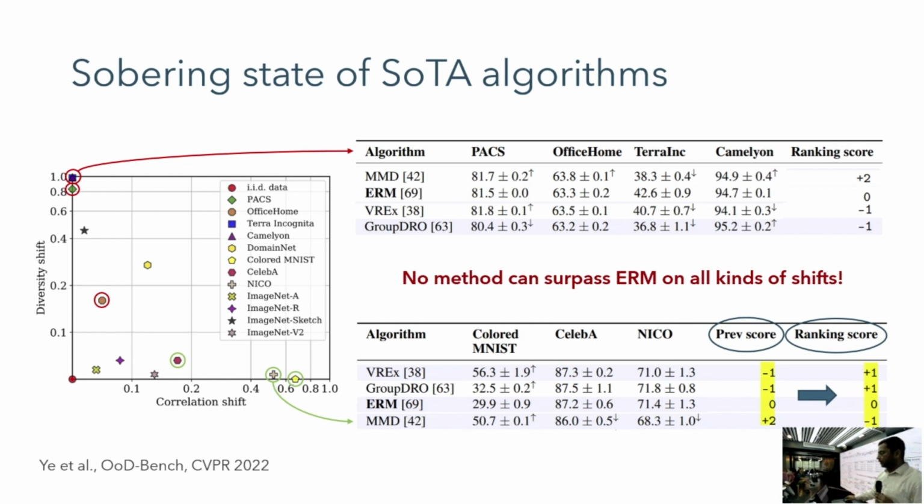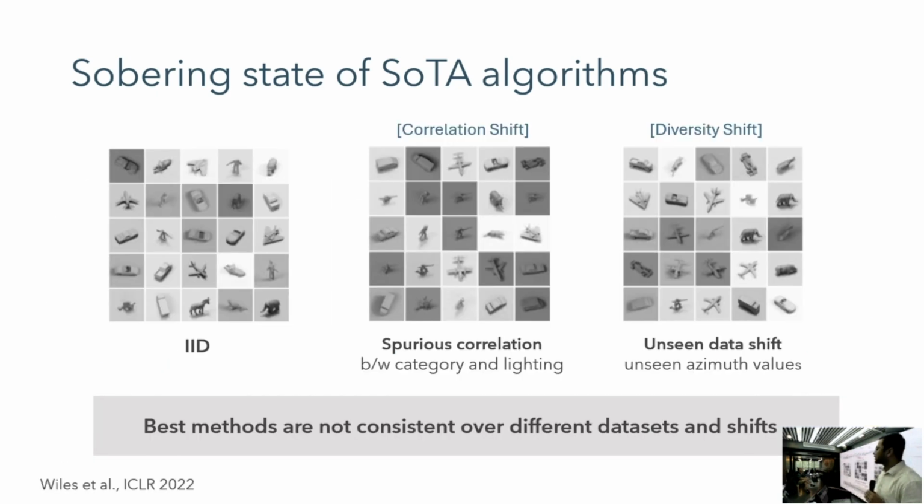And so no method can work well across all kinds of shifts. Another paper came out then. So that earlier one was Ye et al. This one is from Wiles et al. They found exactly the same thing. Two independent studies just finding the exact same thing. They just define it slightly differently.